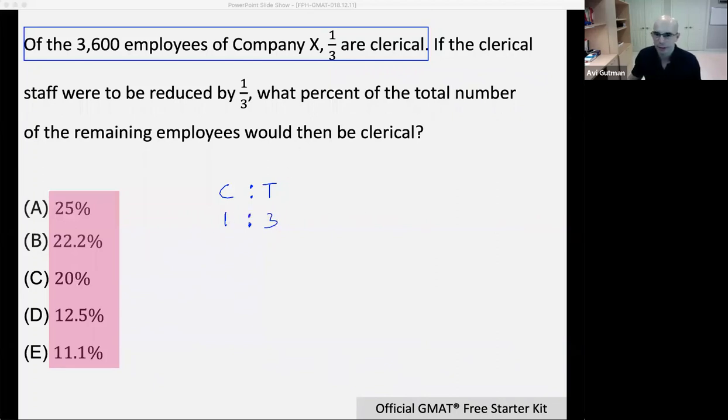So I don't want to read any further. Let's just focus on this part that I'm highlighting in red. Who can help me decide what would be a better number to use in our model to represent the clerical staff? What would be a number that would really be easy to reduce by 1/3?